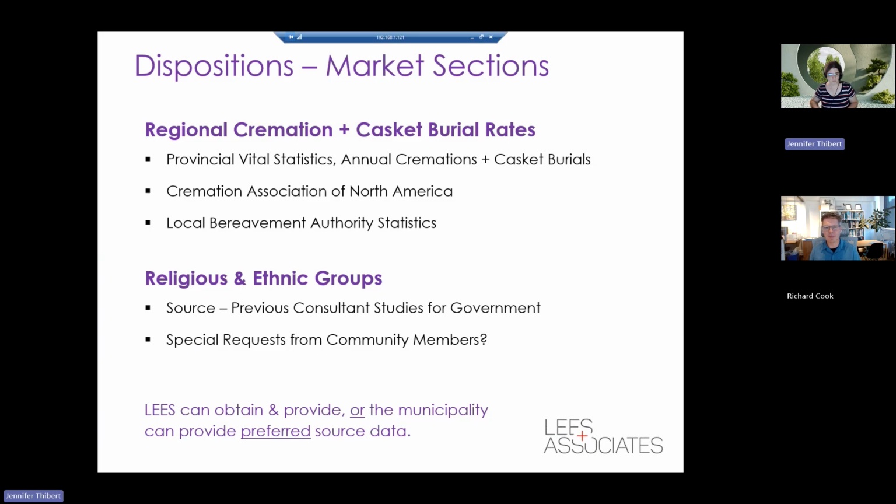The other breakdown we look at is religious and ethnic groups, because different religions, different ethnic groups have preferences that favor either cremation or casket burial sometimes. And sometimes a cemetery can receive special requests from certain community member groups that have a very strong and prominent presence in the community. And again, sometimes the municipalities might have internal studies that have been done about that sort of information. So if that information is available, we would invite you to provide that.